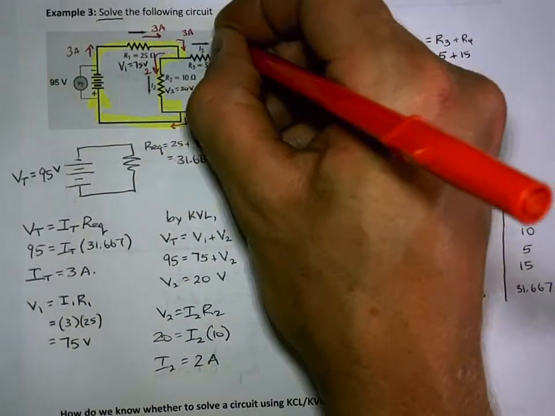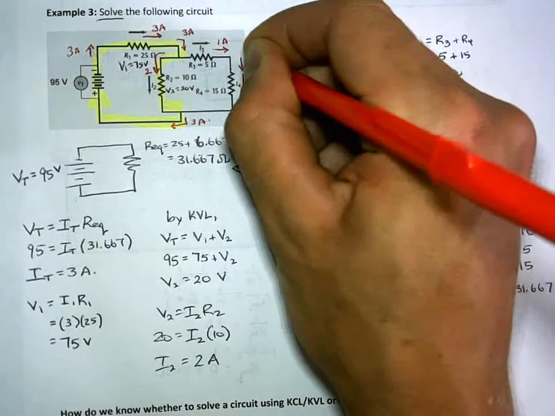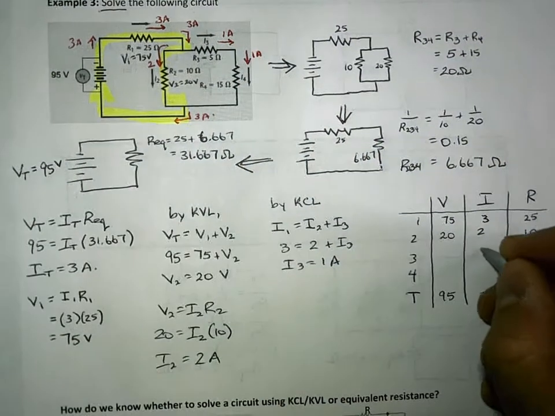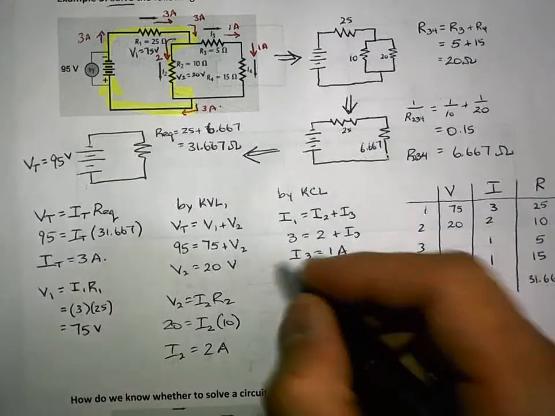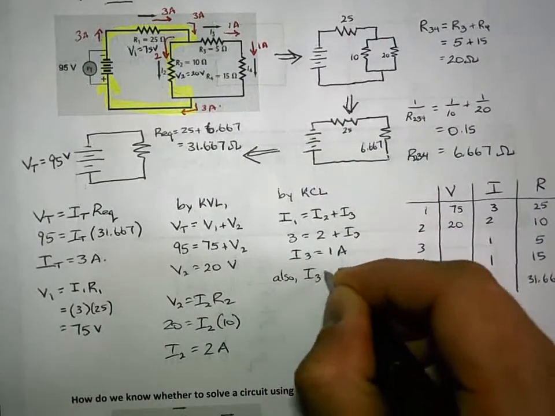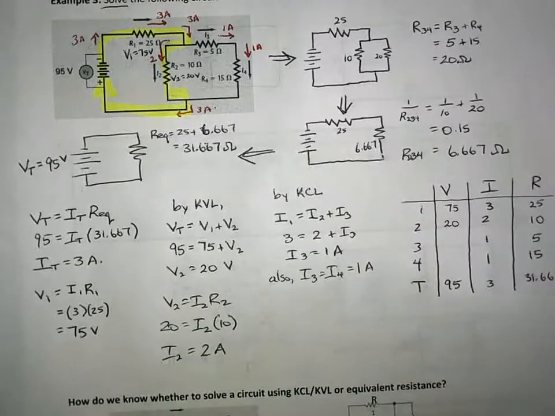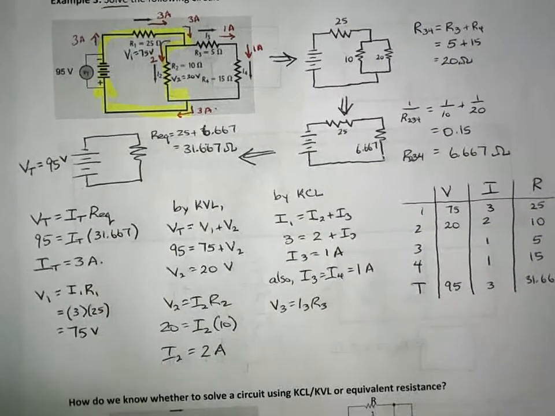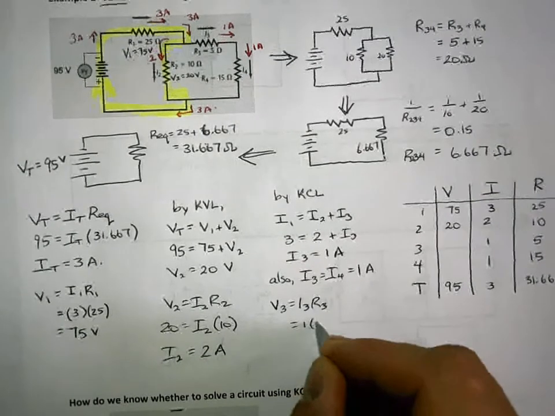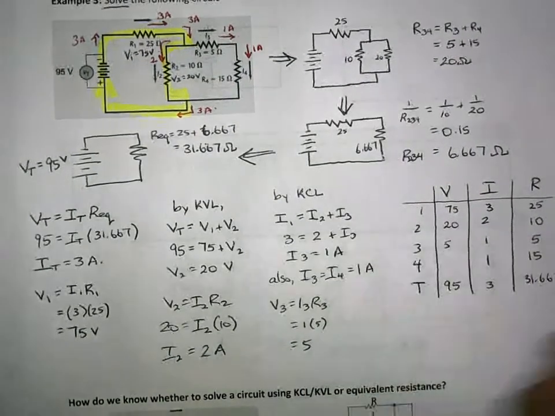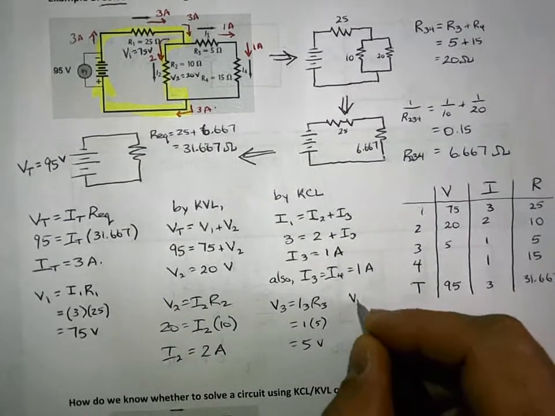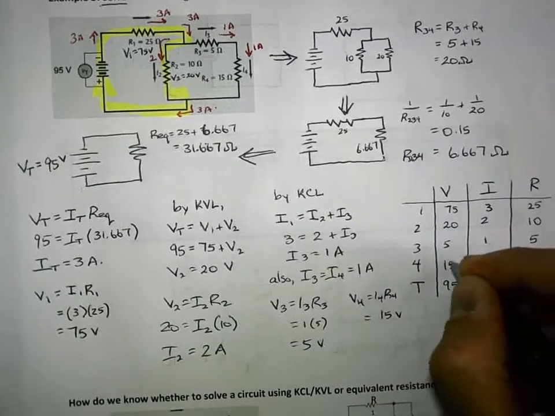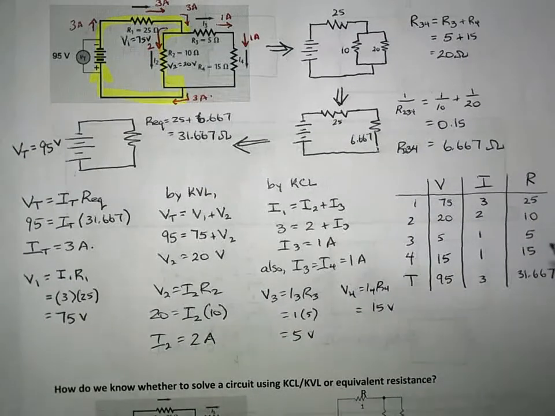So this has to be 1 amp traveling through, but actually it's also the same because these are in series. The 1 amp is the same in both of these resistors. So I can fill this in. This is 1 and this is 1. And now you can use Ohm's law. V3 is equal to I3R3, which is 1 times 5, equal to 5 volts. And V4 is equal to I4R4, which is equal to 15 volts. Whew, there we have it. We have solved this entire circuit, a long process.